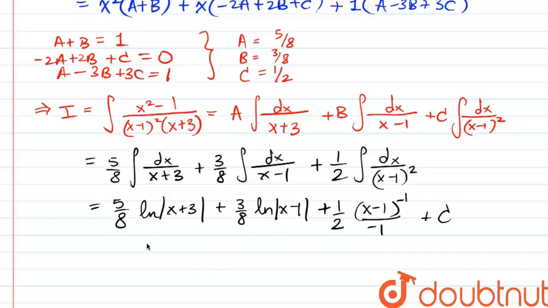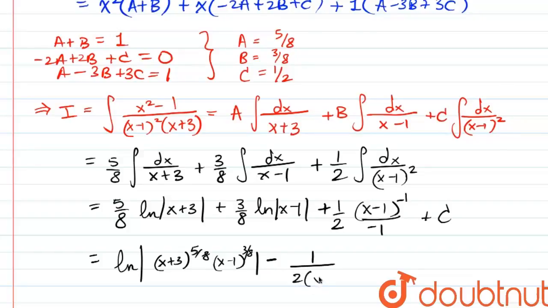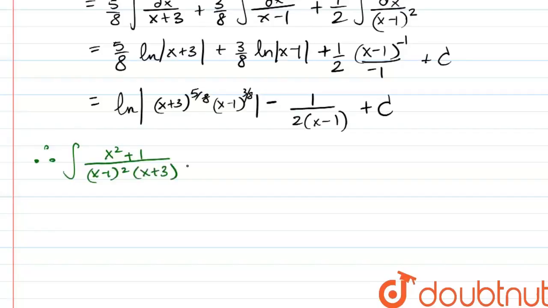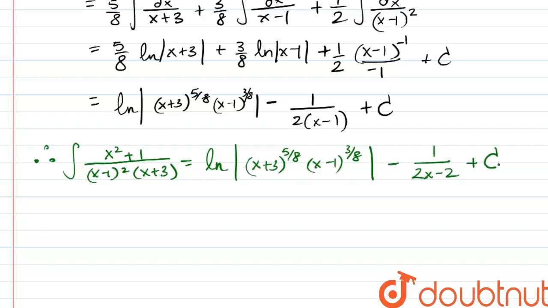We can condense the two logarithms to natural log of (x plus 3) to the power 5 by 8 times (x minus 1) to the power 3 by 8, minus 1 by 2 times (x minus 1), plus constant of integration c. Hence, we can conclude that the integral of (x squared plus 1) by (x minus 1) the whole squared times (x plus 3) is equal to the natural log of (x plus 3) to the power 5 by 8 times (x minus 1) to the power 3 by 8, minus 1 by (2(x minus 1)), plus constant of integration c.